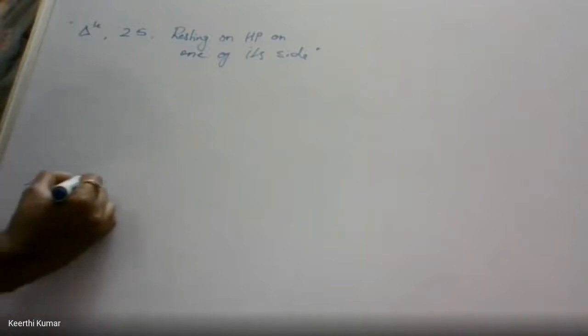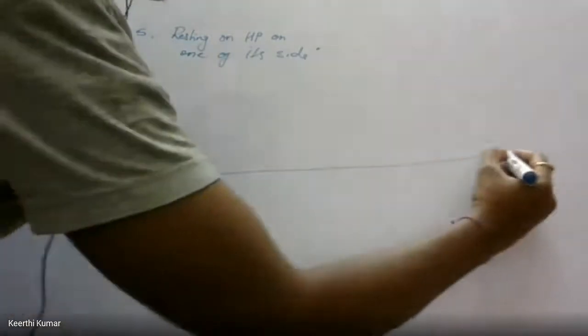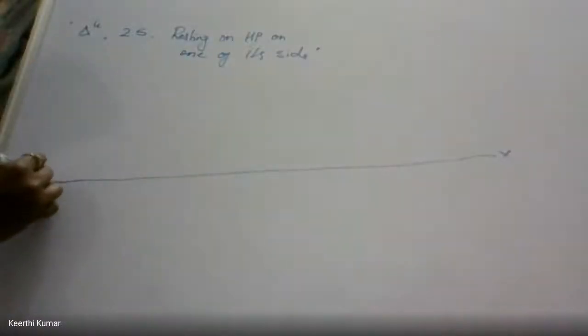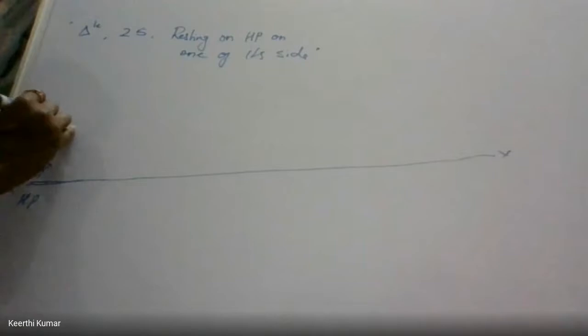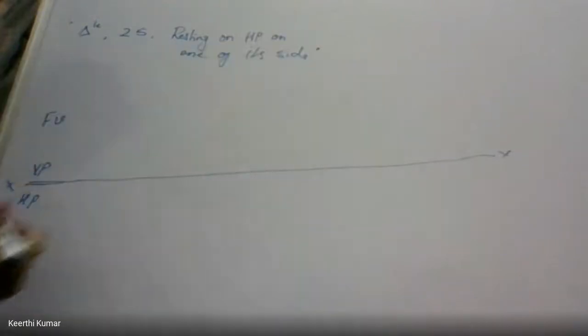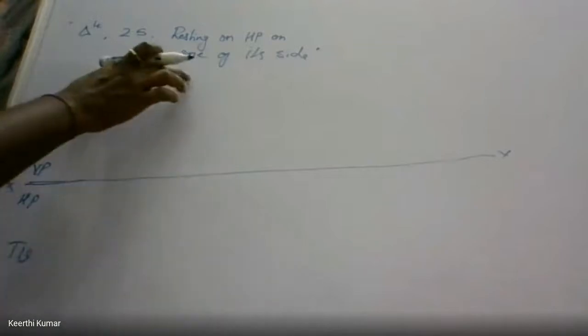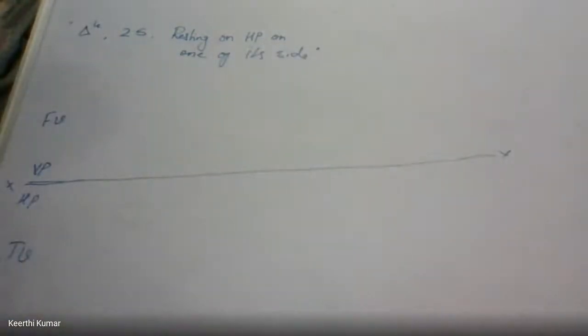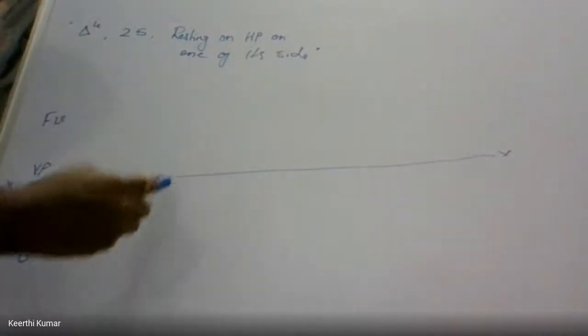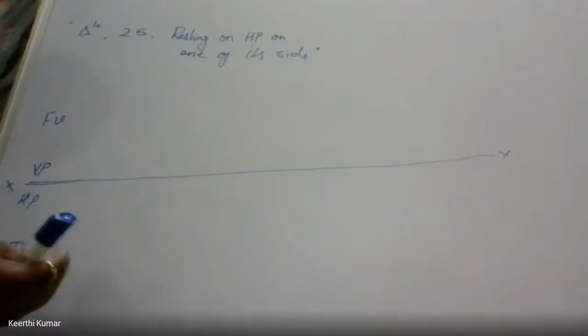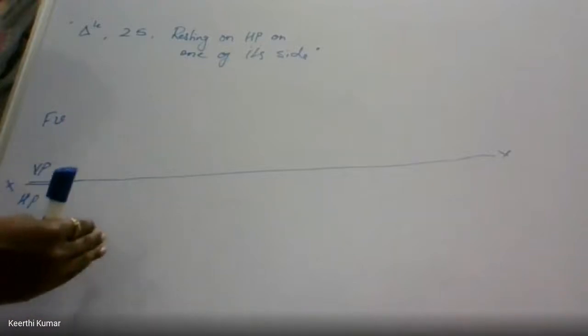So let us draw. As usual, X, Y, VP, HP. Whatever we draw in VP is called the front view throughout. Whatever we draw in HP is called the top view throughout, but only the positions change: first position, second and third position. So here the method we are adopting to solve the problem is the change of position method. There are so many methods to solve, but we are adopting change of position method to attain the final answer.